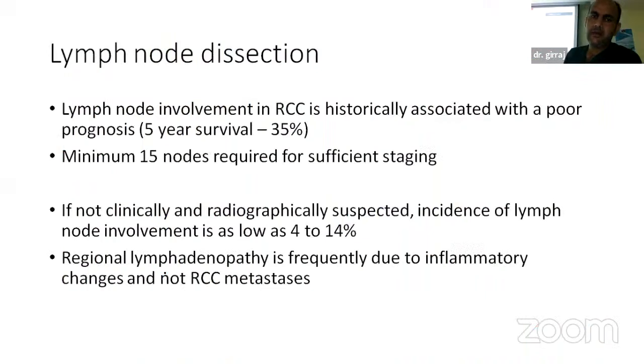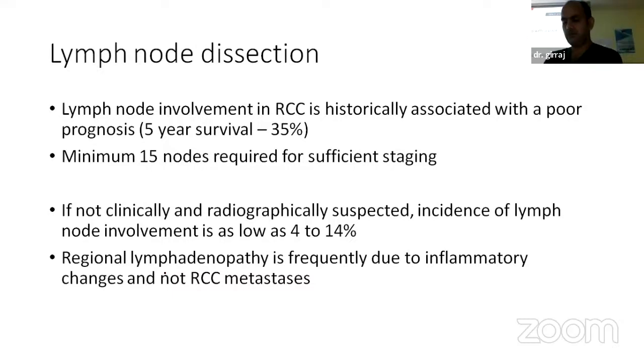Lymph node involvement in RCC is associated with a poor prognosis. Five-year survival is 35%. A minimum of 15 nodes are required for examination. If not clinically and radiographically suspected, the incidence of lymph node involvement is low, 4 to 14%. Regional lymphadenopathy is frequently due to inflammatory change and not RCC metastasis. The more likely cause is inflammation.